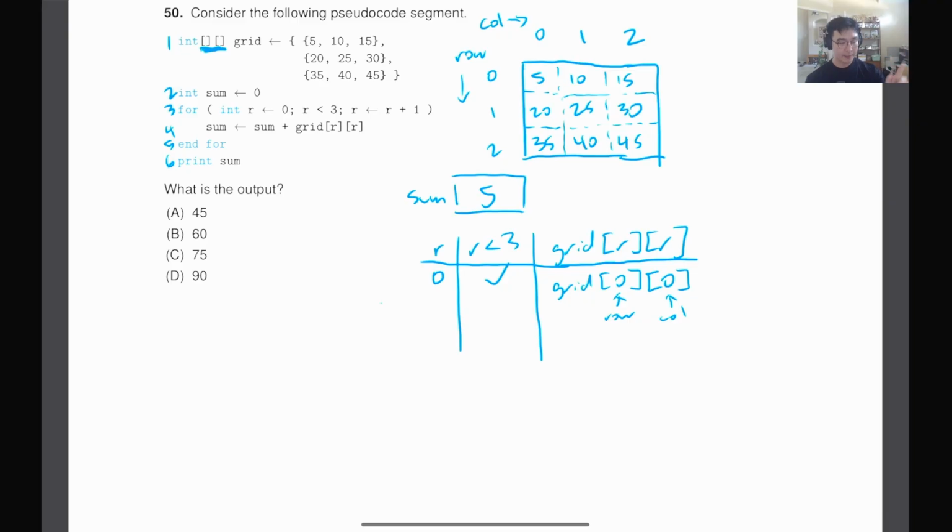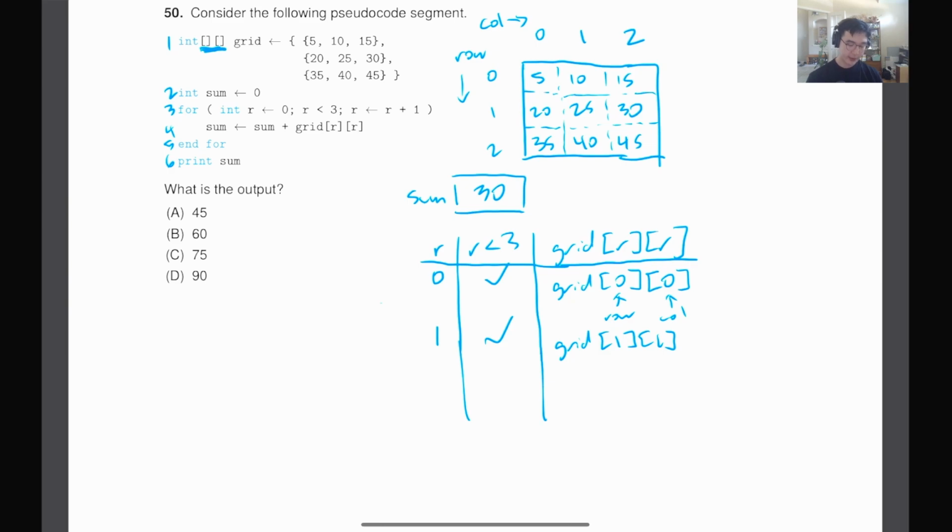I loop back up. I go to increment, r is now 1. I go to check the condition, is 1 less than 3, that is true. Because the condition is true, I go to line 4 inside the for loop, and I do sum plus grid[r][r], which is grid[1][1], and that is 25, because that is the value at row 1, column 1. So what is 5 plus 25? That is going to be 30, and I assign that to sum.